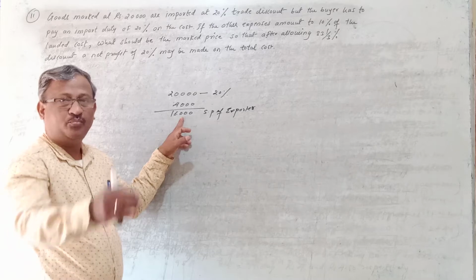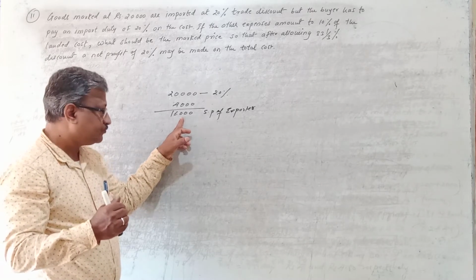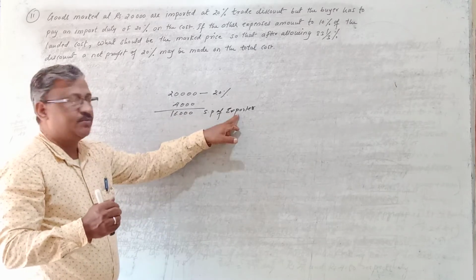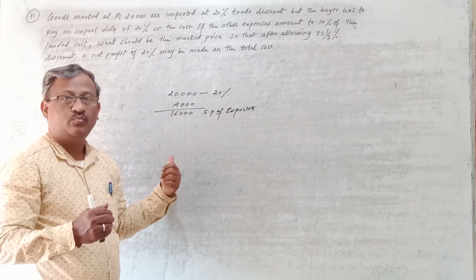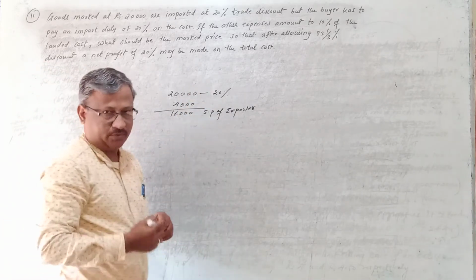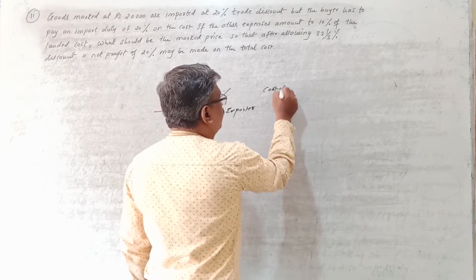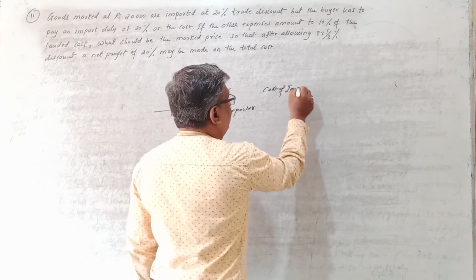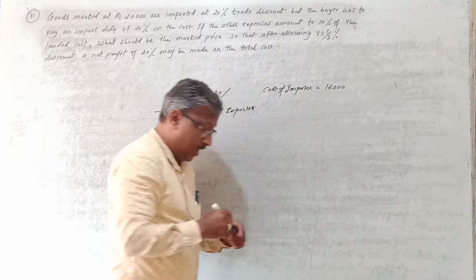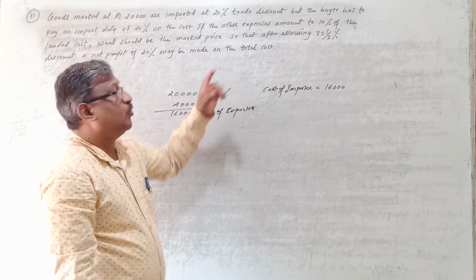So the exporter will sell his goods at 16,000 to the importer. Now the importer is the buyer. He is buying the goods from the foreign manufacturer. So as he is buying, the selling price of the exporter becomes the cost price to the importer. The importer has paid 16,000 rupees, so the cost of the importer will be 16,000.